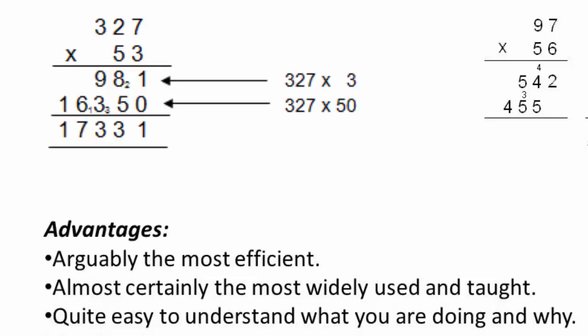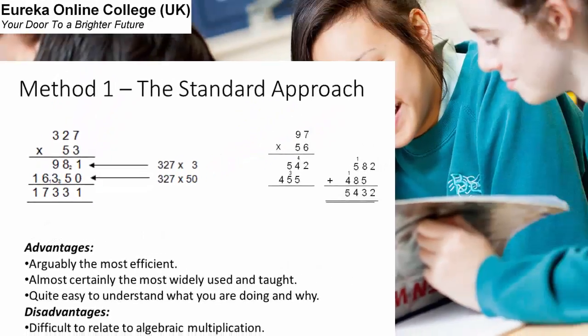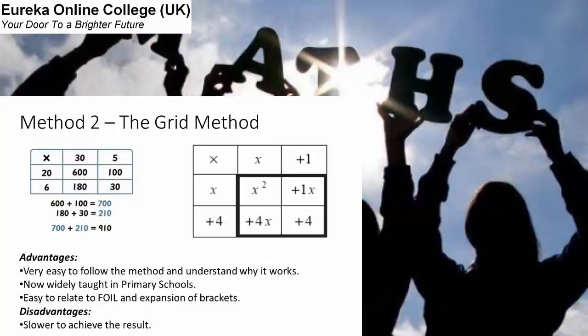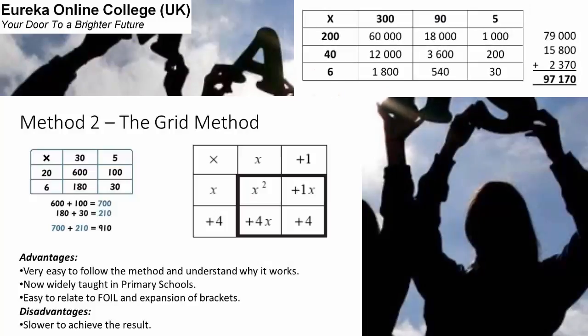The disadvantages are that it is difficult to relate to algebraic multiplication. Now what I mean by that is, if you're expanding a pair of brackets when you're dealing with a quadratic expression, you can't really see any kind of similarities between that and method 1. So that is, I think, a disadvantage. With that, I'm going to go on to method 2. Now you may have seen this method before, and it is certainly, out of the 3 methods I'm showing you today, my favourite method. Now I would like to point out that I am alone in the department that I work in preferring this method out of the 3.